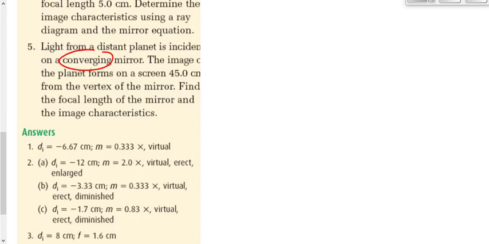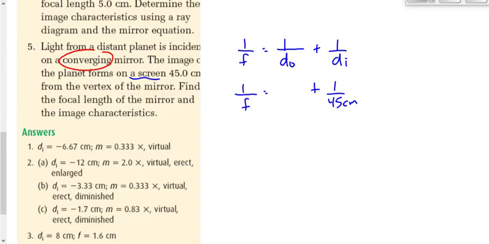Let me write down the mirror equation here: 1 over f is equal to 1 over do plus 1 over di. Now, we're looking for the focal length. We know the image distance. The image distance is 45 centimeters, and it's produced on a screen, so we know that's a positive value because it's a real image. So we're going to say 1 over do plus 1 over 45 centimeters, right?